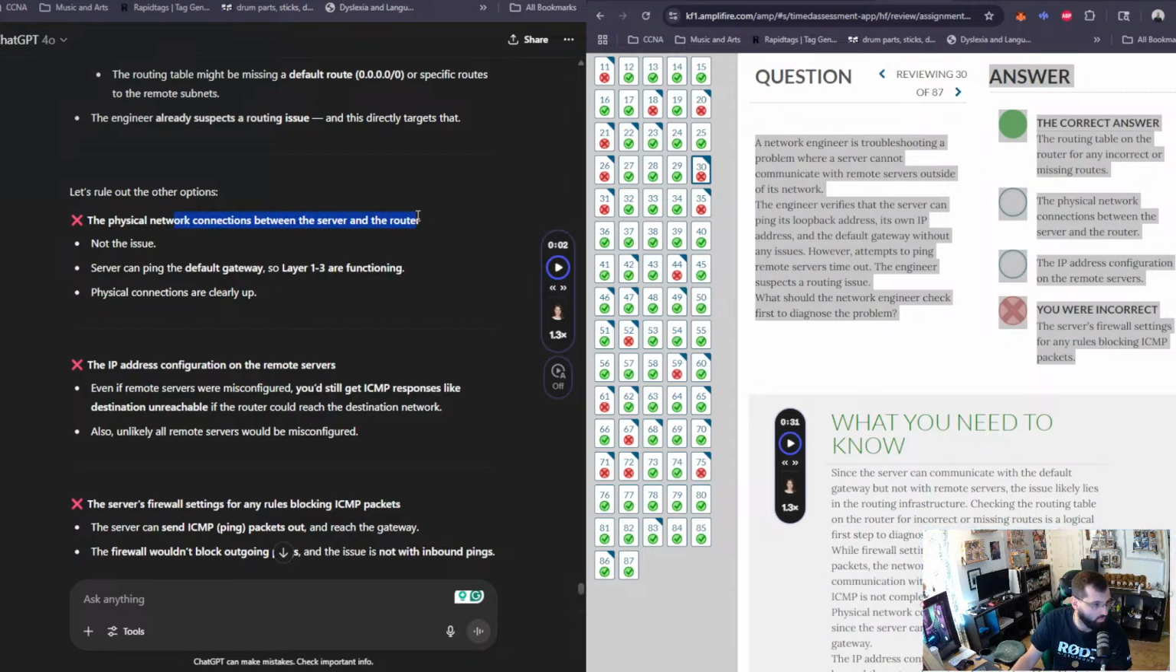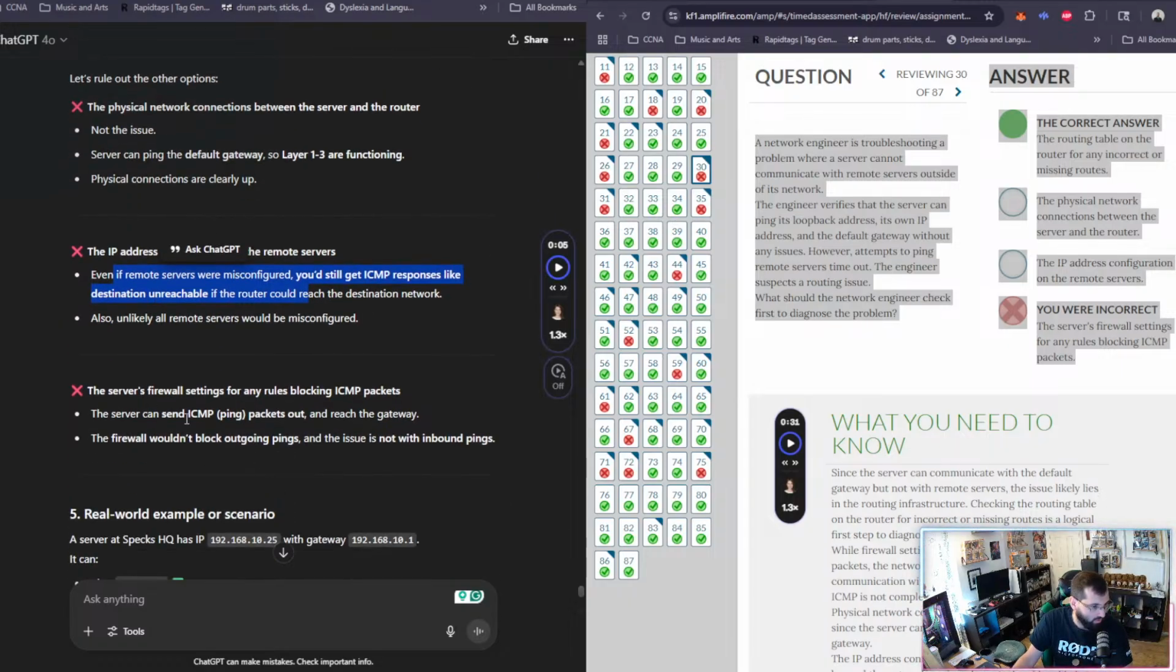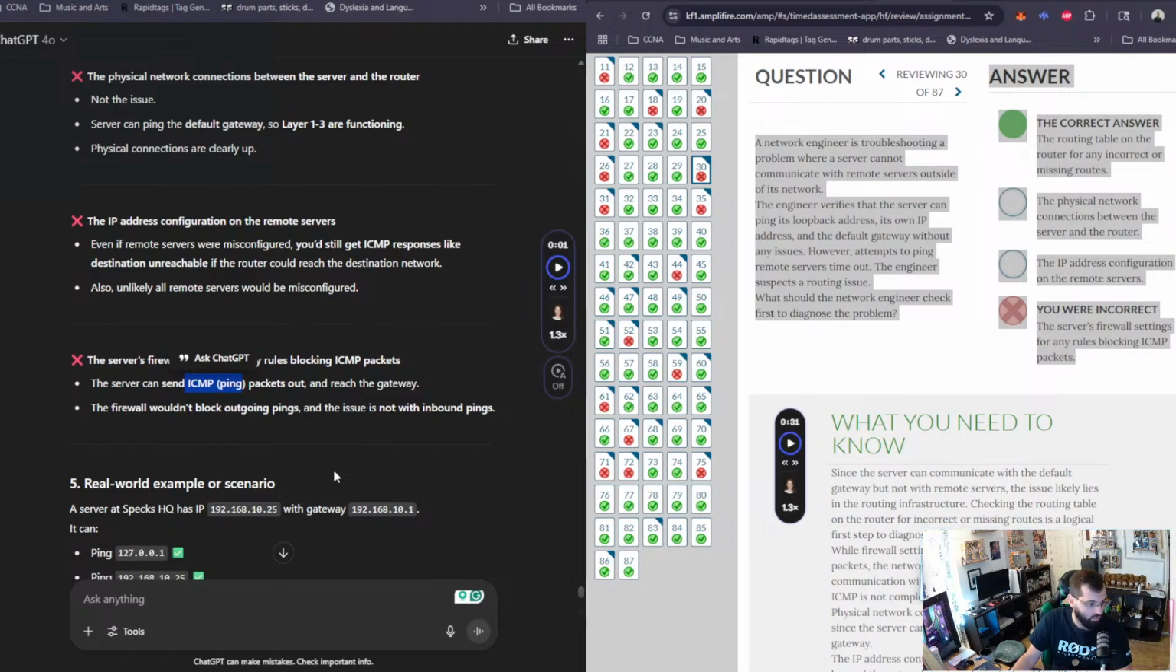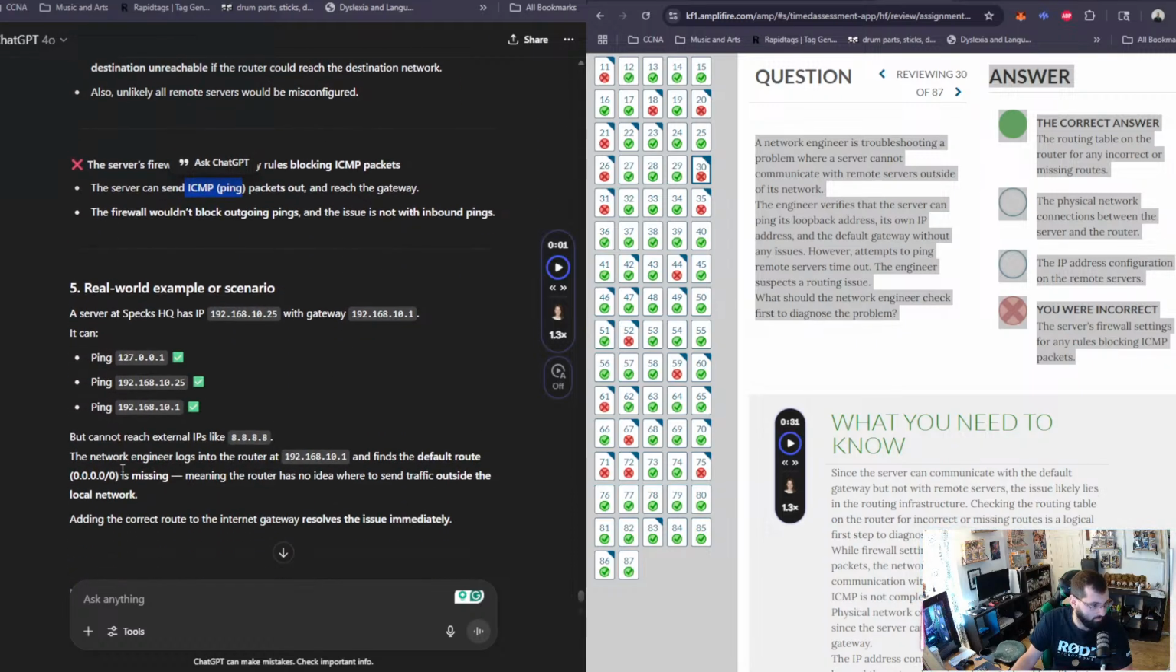Physical network connection between the server, not the issue. IP address configurations, even if the remote server was misconfigured, you'd still get an ICMP response like destination unreachable, which was not the case. And since we are able to ping the gateway, we know that it's not the answer choice that I chose. All right. Cool, but the server is speaking to the headquarters, the gateway, but cannot hear.